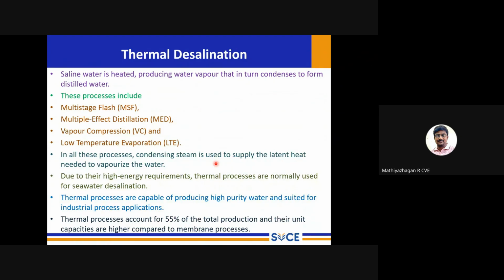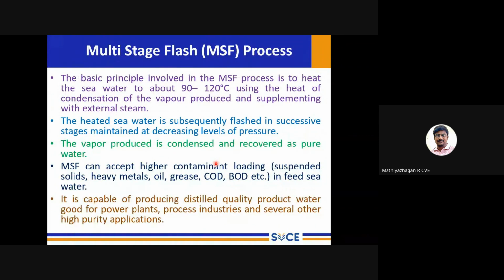In seawater desalination, the thermal process accounts for around 55% of distilled water production. The remaining portion is converted by membrane processes. Among membrane processes, we utilize reverse osmosis, one of the proven techniques to convert seawater into distilled water or potable water.